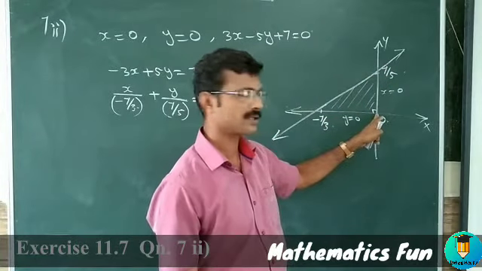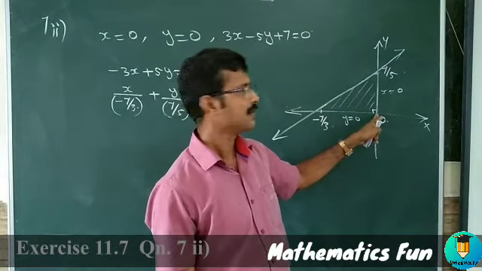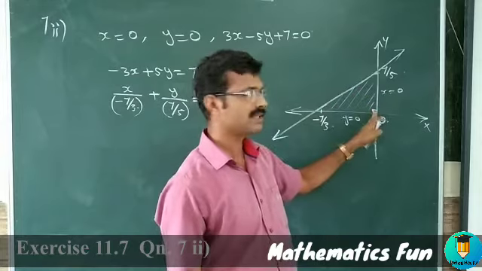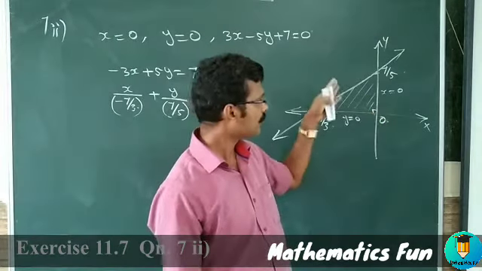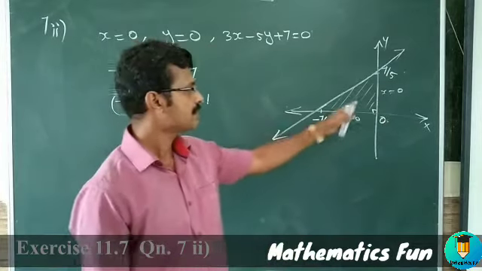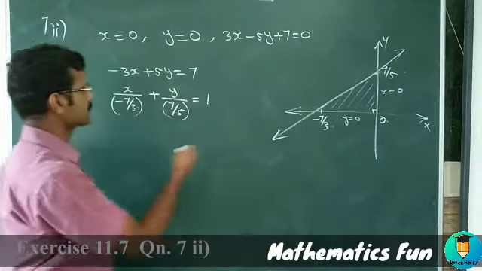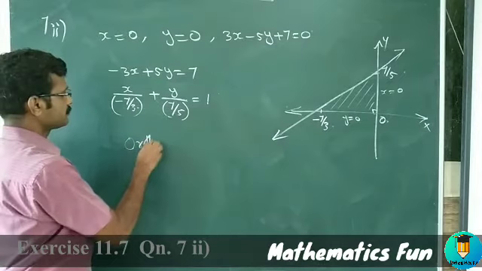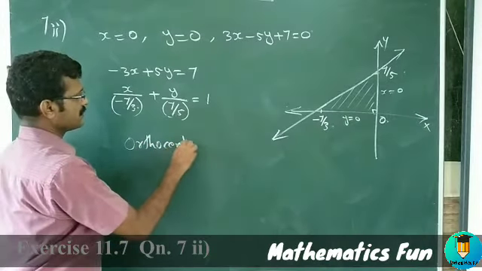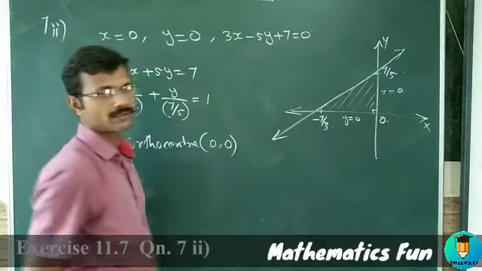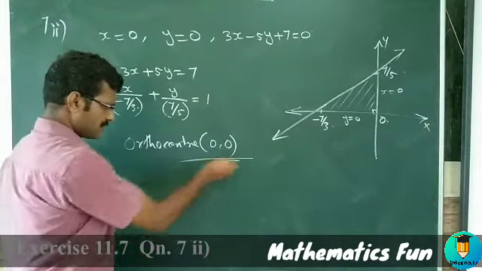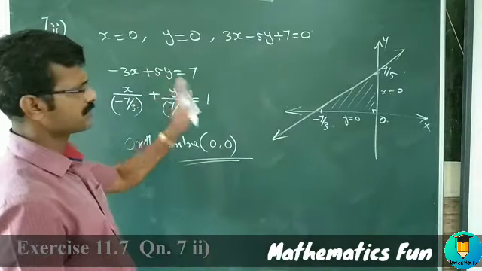This is another perpendicular. So we can say all perpendiculars are meeting at the origin. Naturally, the orthocenter of this triangle is 0, 0. That is the meeting point of altitudes. That is here, it is the origin only. So this is a very simple question.